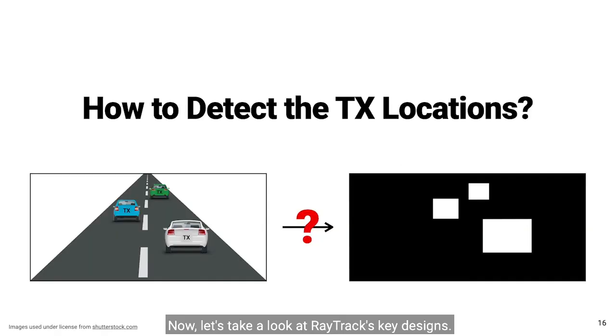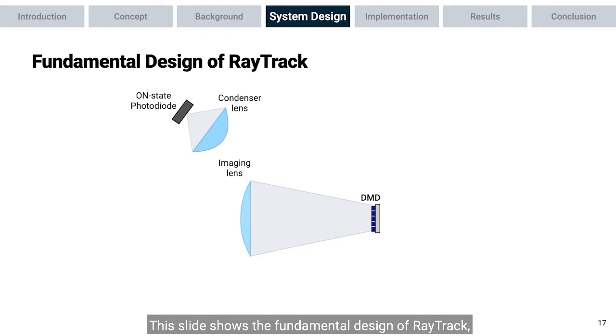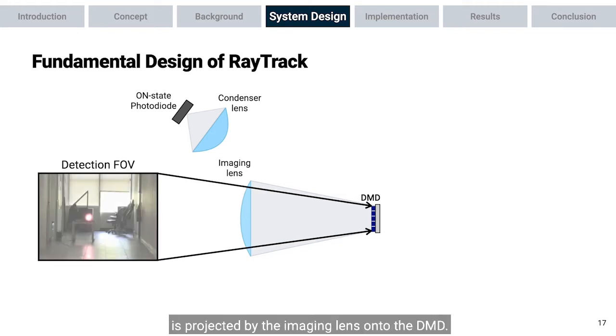Now let's take a look at RayTrack's key designs. The main problem in RayTrack is to detect the locations of the transmitters. This slide shows the fundamental design of RayTrack, including a couple of lenses, a DMD, and a photodiode placed on the light path of on state. The thing in the detection field of view is projected by the imaging lens onto the DMD.